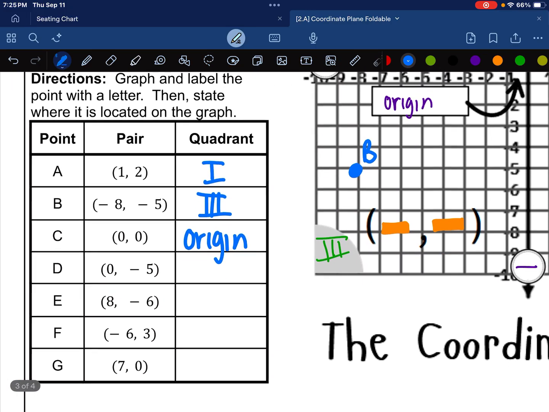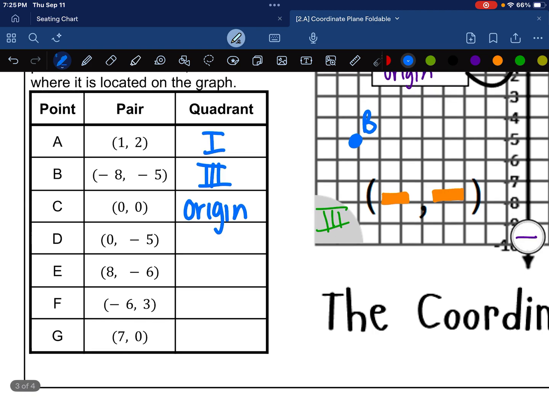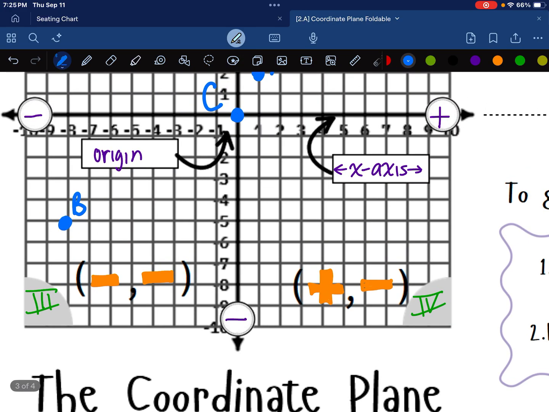So it's not actually in a quadrant, but it is where the 4 quadrants meet. Looking at point D, the 0 says it does not go left or right at all, but the -5 says that it goes down. So that actually places us on the y-axis. It's not in any quadrant, it's just on the axis, which is the boundary line between the quadrants for point D.